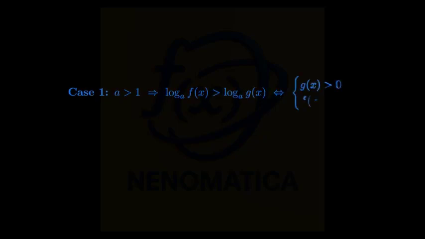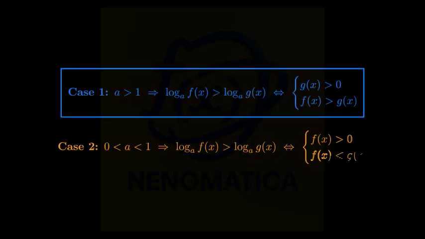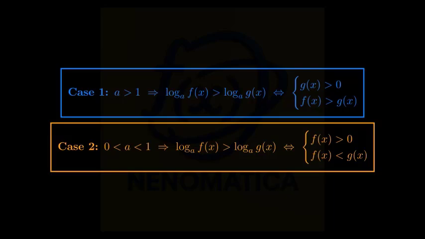Here is the algorithm. Case 1. If a is greater than 1, then the logarithm is increasing. So comparing the logs is the same as comparing the inputs. We must also guarantee that the argument on the right is positive. Case 2. If 0 is less than a and a is less than 1, then the logarithm is decreasing, so the inequality reverses, and we require that the argument on the left be positive.